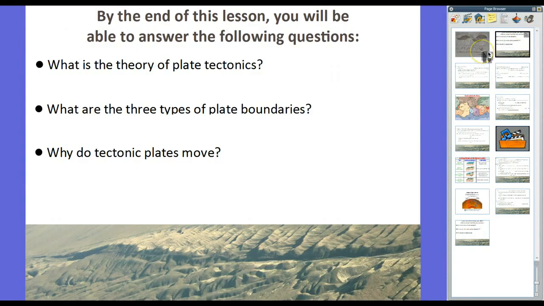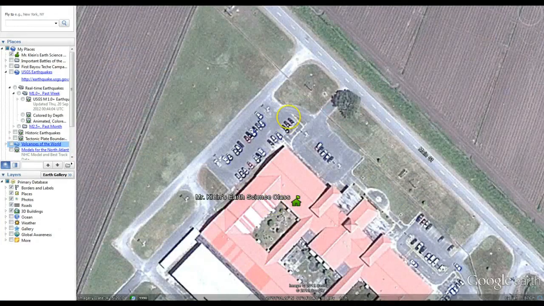By the end of this lesson, you will be able to answer these 3 questions. Question number 1 is, what is the theory of plate tectonics? Question number 2 is, what are the 3 types of plate boundaries? And then question number 3 is, why do tectonic plates move? So let's go ahead and get going. And let's go to Google Earth.